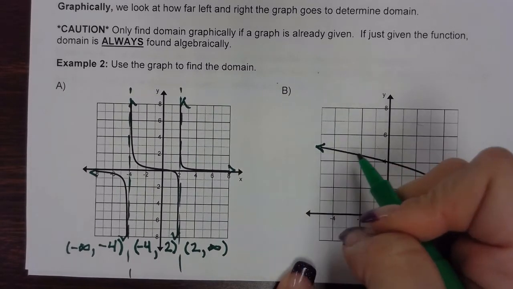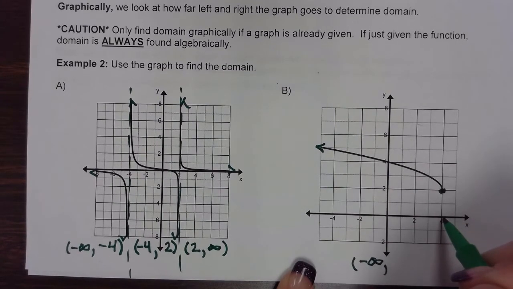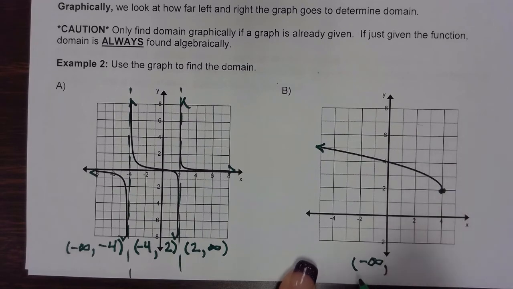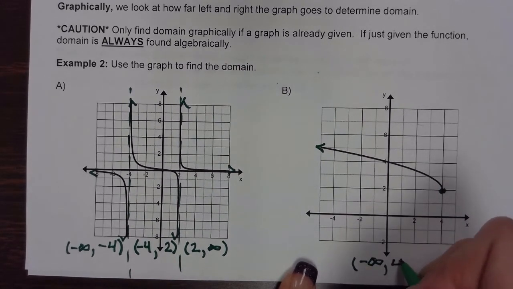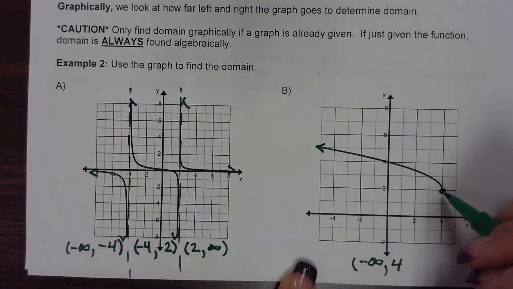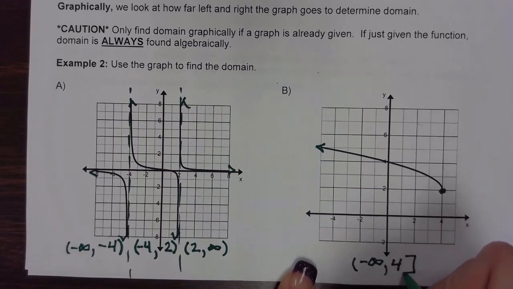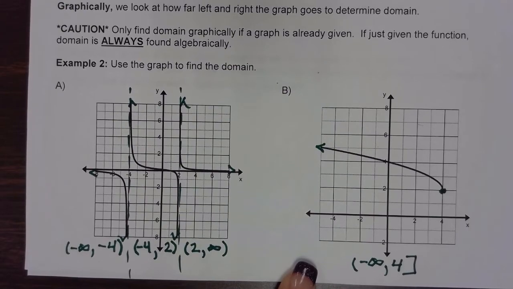And then as we go right, all of a sudden we get to 4 and we stop. We don't stop at 2, guys. That's a y value, and our domain are x values. So we stop at 4, and we hit 4. It's a closed circle, so it is a bracket.